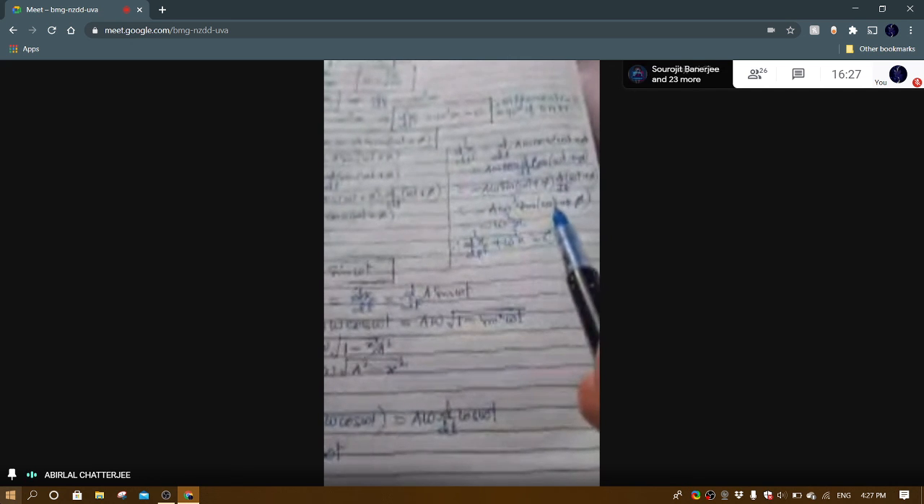Look, here this d square x by dt square, that is the acceleration only. What you got: minus a omega square sin of omega t. So that means, and a sin omega t is what, x, so minus omega square x. Yes, sir.